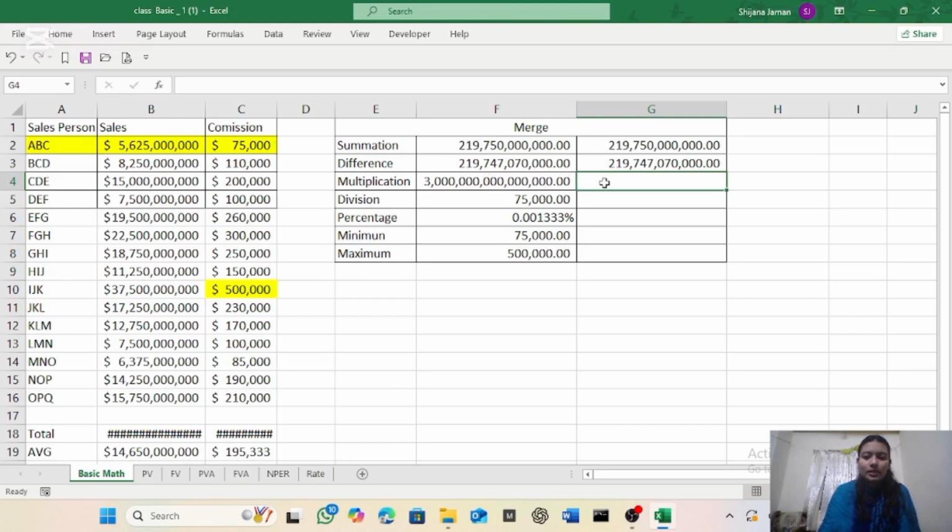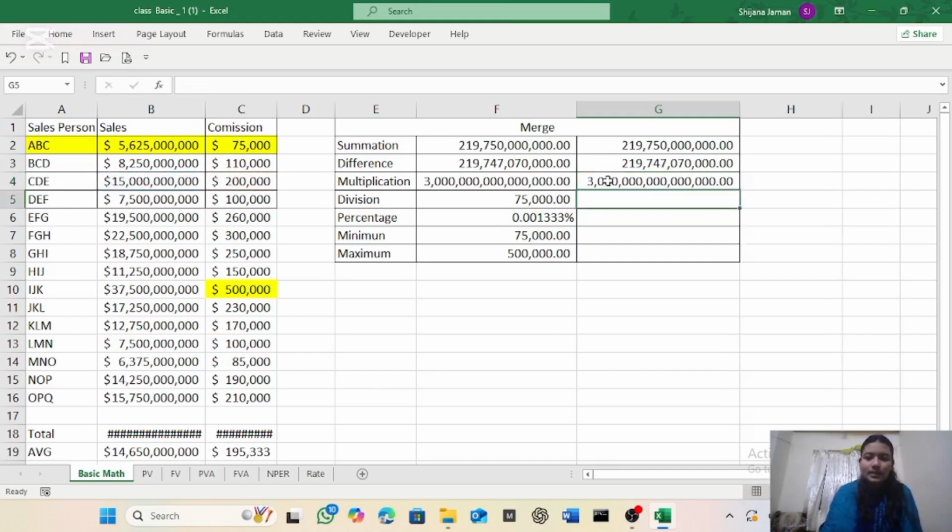Now we are calculating multiplication, that's why we have to press equal. We multiply this cell into this cell, press enter. Yes, this is our multiplication of sales into commission.